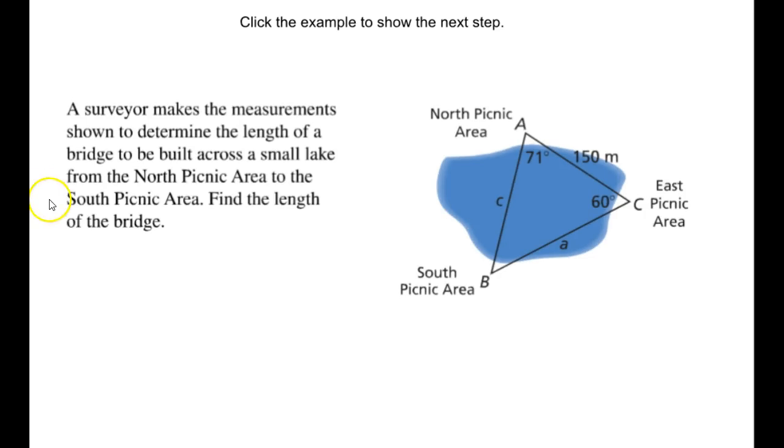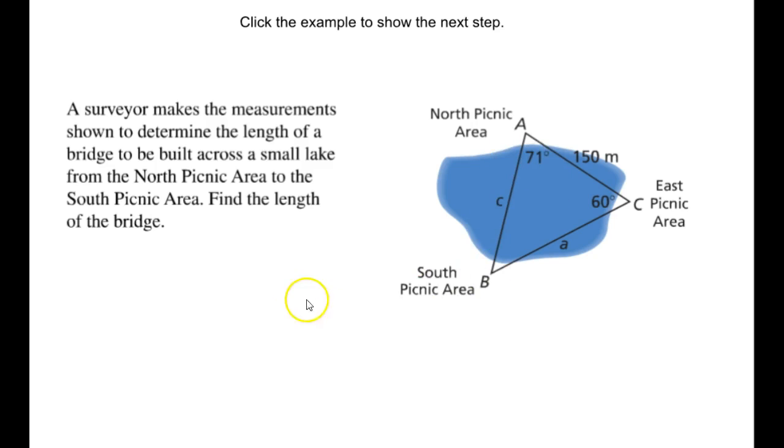So now here's kind of a real world example. A surveyor makes the measurements shown to determine the length of a bridge to be built across this small lake. We're going to be building the bridge from the North Picnic area to the South Picnic area. So I need to find the length of the bridge, so I'm looking for side length C.